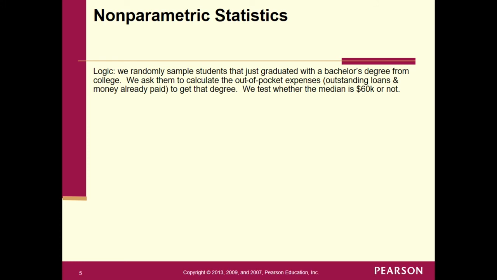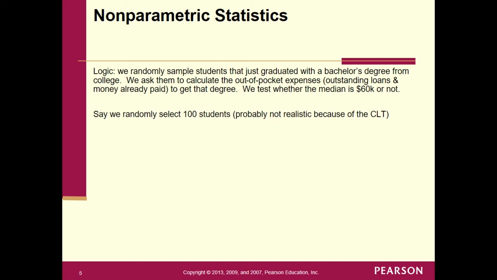So here's the logic. We randomly sample students that just graduated with a bachelor's degree from college. We ask them to calculate the out-of-pocket expenses, so they have their outstanding loans and money already paid to get that degree. We test whether the median is 60,000, 60K or not.